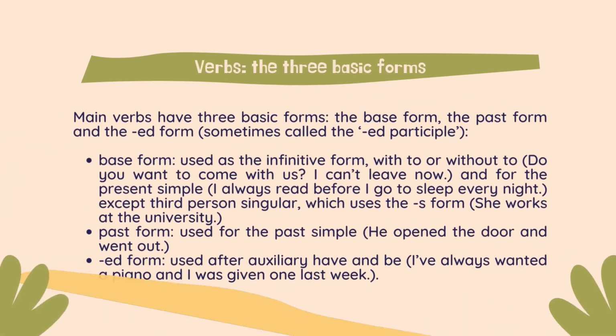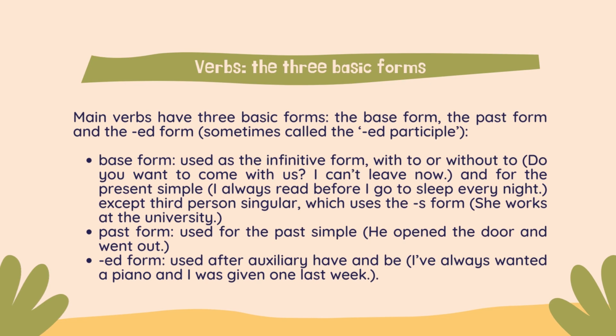Verbs, the 3 basic forms. Main verbs have 3 basic forms: the base form, the past form, and the ed form, sometimes called the ed participle. Base form, used as the infinitive form with to or without to. Do you want to come with us? I can't leave now. And for the present simple, I always read before I go to sleep every night, except third person singular, which uses the s form. She works at the university.